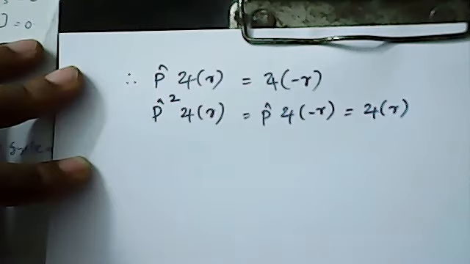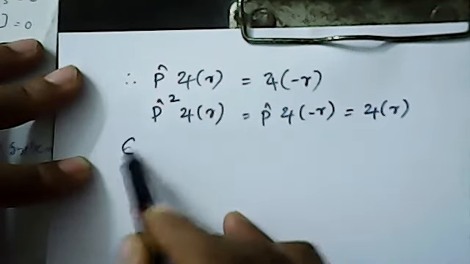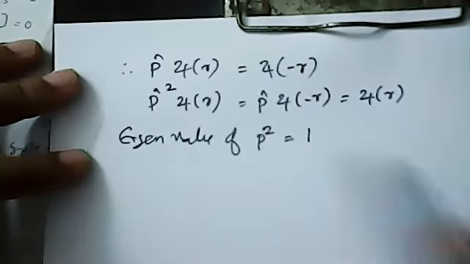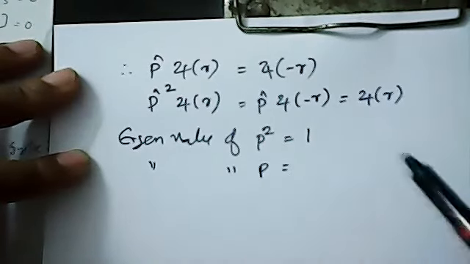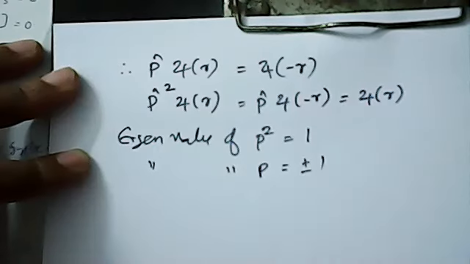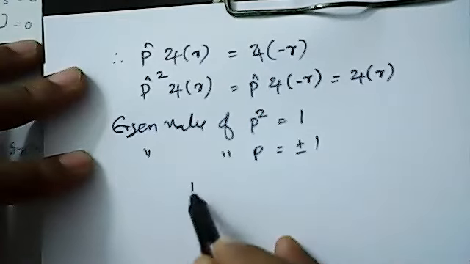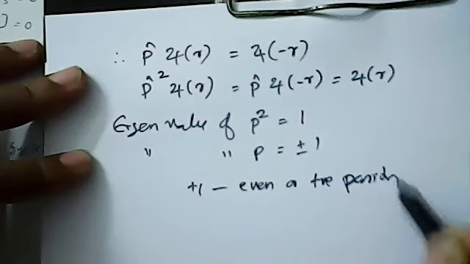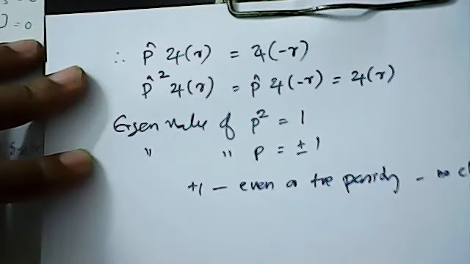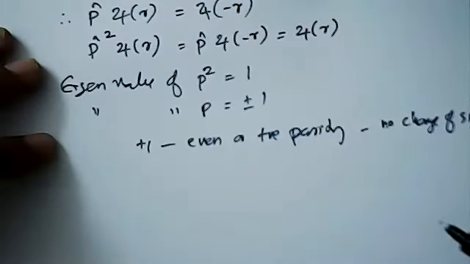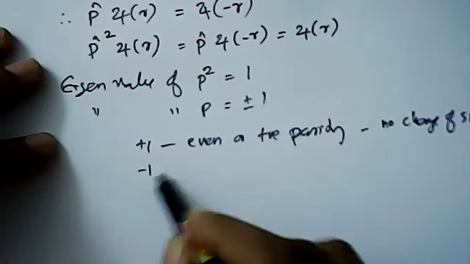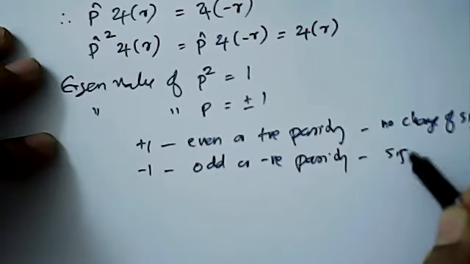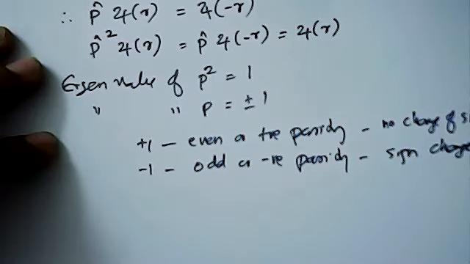So the eigenvalue of P square is one. Therefore, the eigenvalue of P is plus or minus 1. Plus 1 means even or positive parity, which means no change of sign. The positive eigenvalue corresponds to no change of sign. Minus 1 means odd or negative parity, which means the sign of the wave function changes.